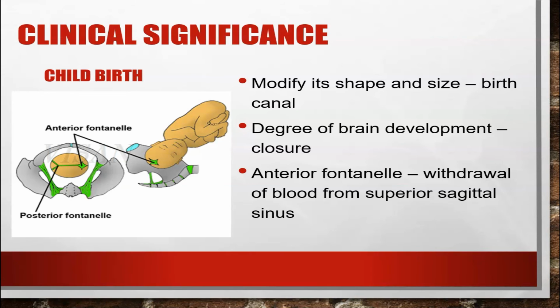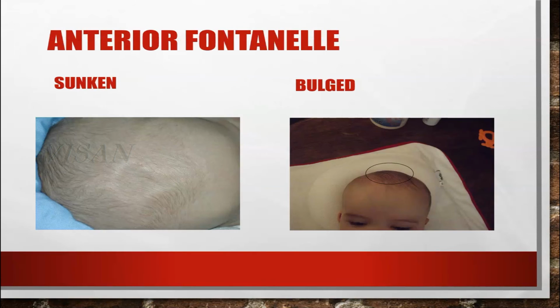Here, the superior sagittal sinus lies just inferior to it, so withdrawal of blood from the superior sagittal sinus is possible through the anterior fontanelle. A sunken anterior fontanelle represents dehydration in the fetus or baby, whereas a bulged anterior fontanelle represents an increase in intracranial pressure, which may be due to a bacterial infection in the meninges or an increase in cerebrospinal fluid.